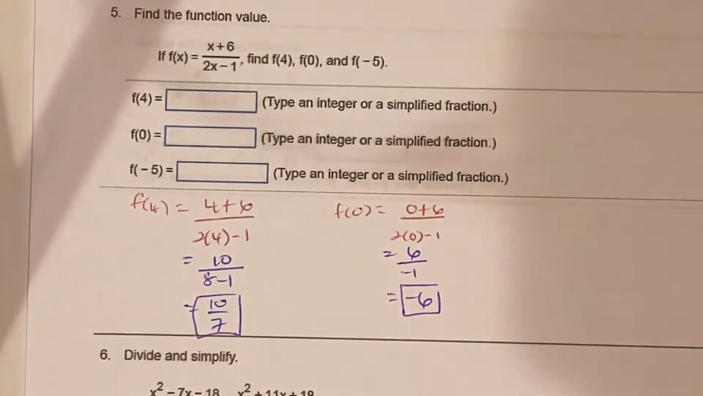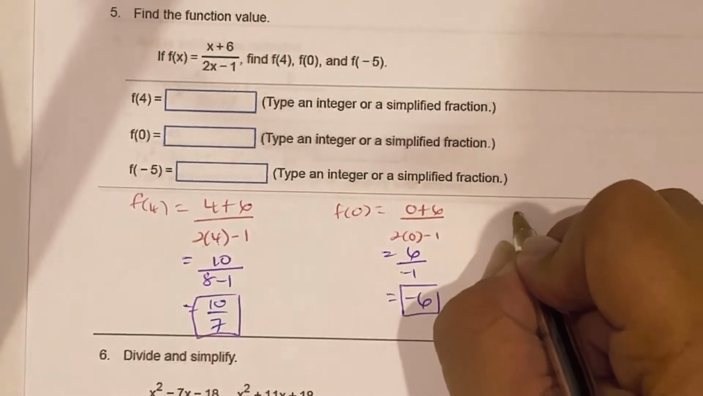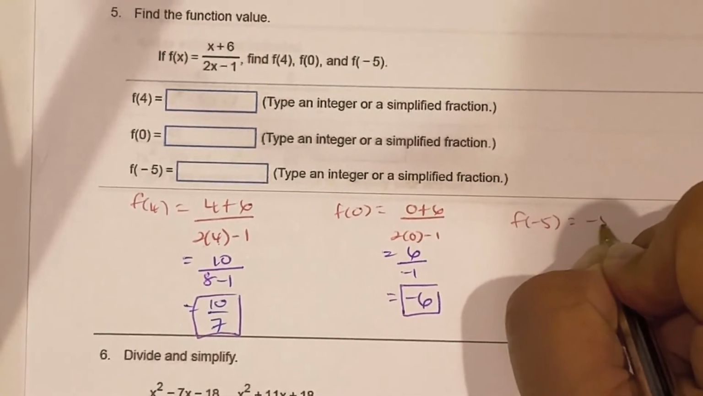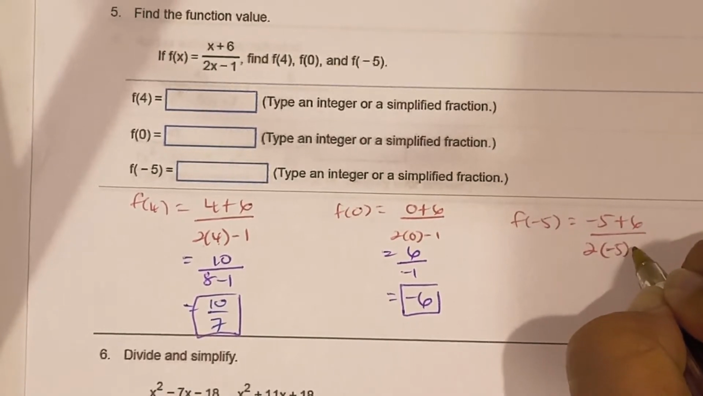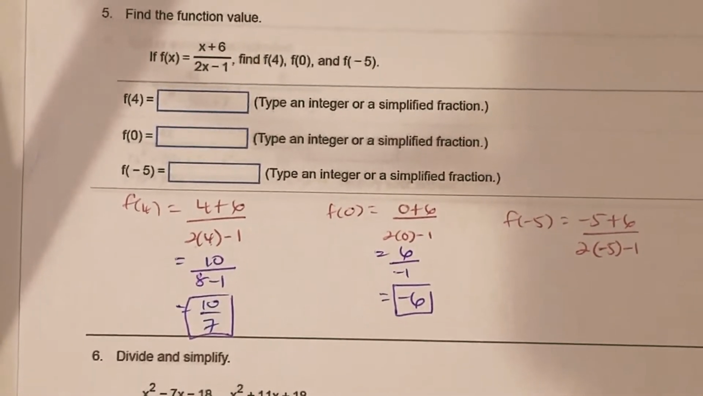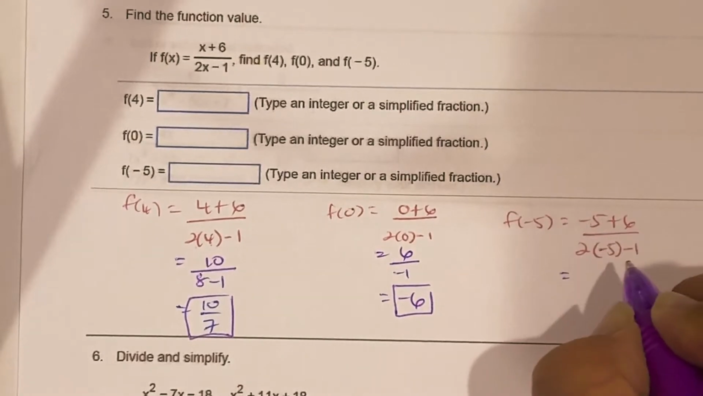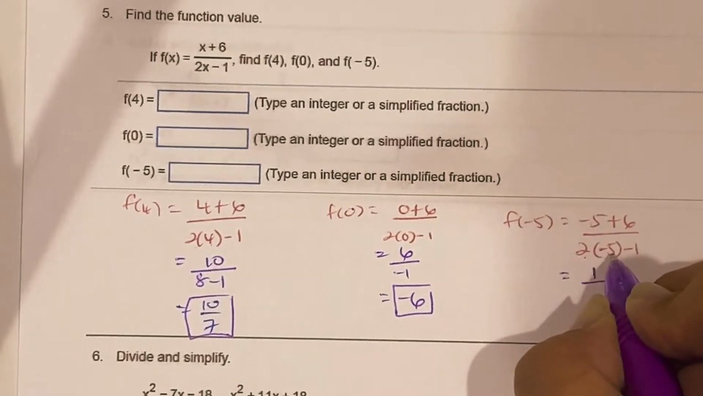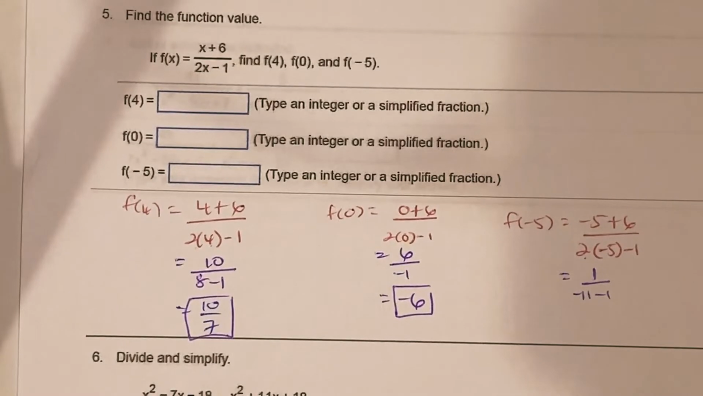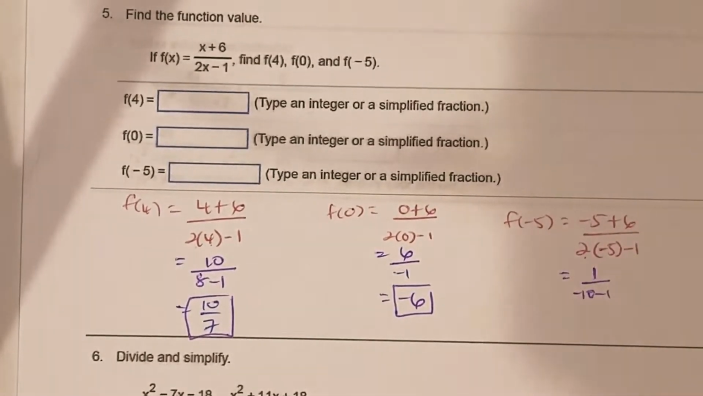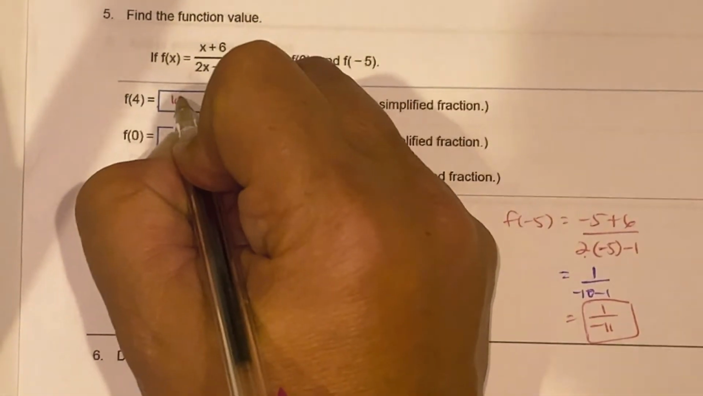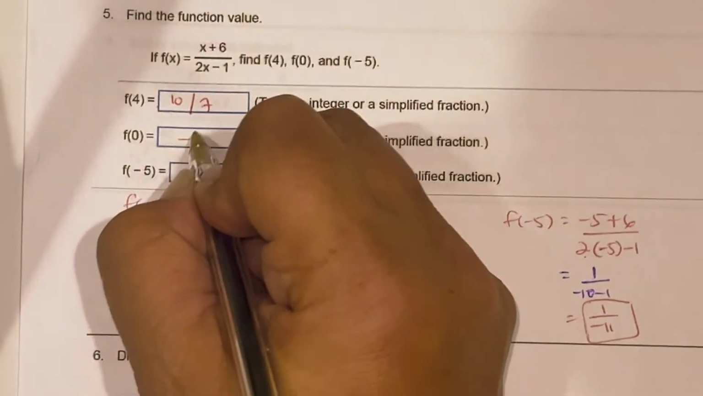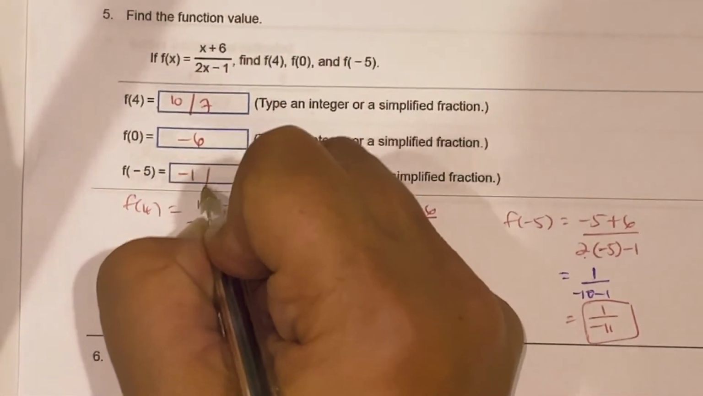And then you're going to do f of negative 5. So that's going to be negative 5 plus 6 over 2 times negative 5 minus 1. So negative 5 plus 6 gives me 1. And then 2 times negative 5 is negative 10, sorry, minus 1, so negative 11. So then we get 1 over negative 11. So in the first box, you're gonna write 10 over 7. In the second box, you're gonna write negative 6. And in the third box, you're gonna write negative 1 over 11.